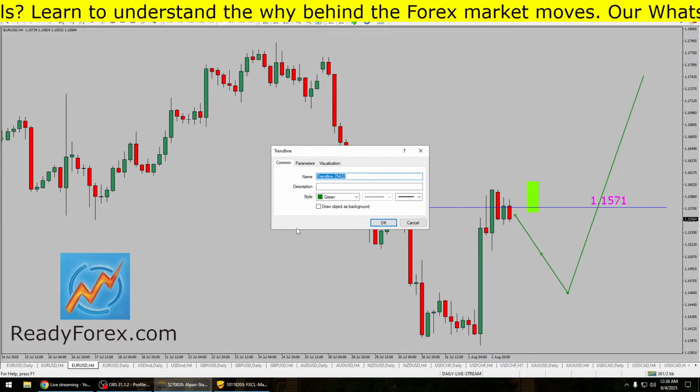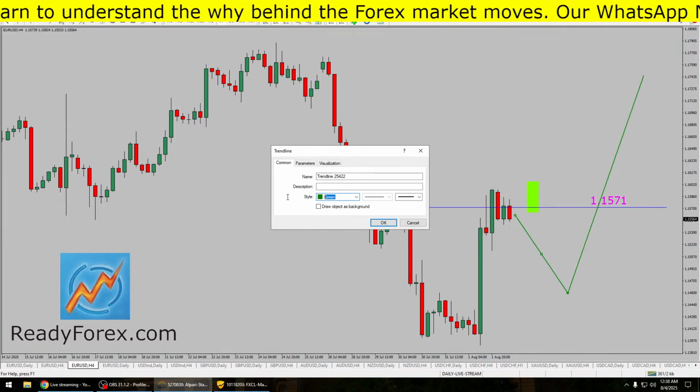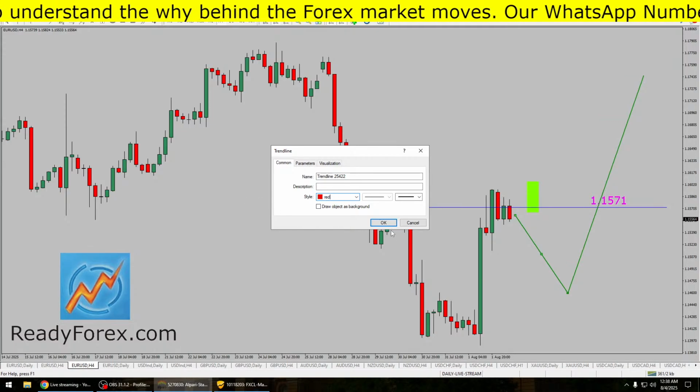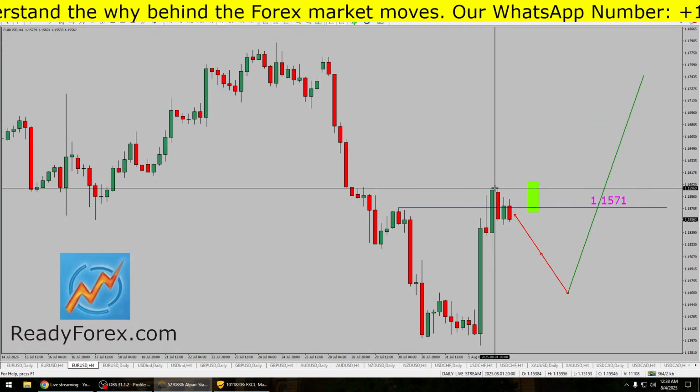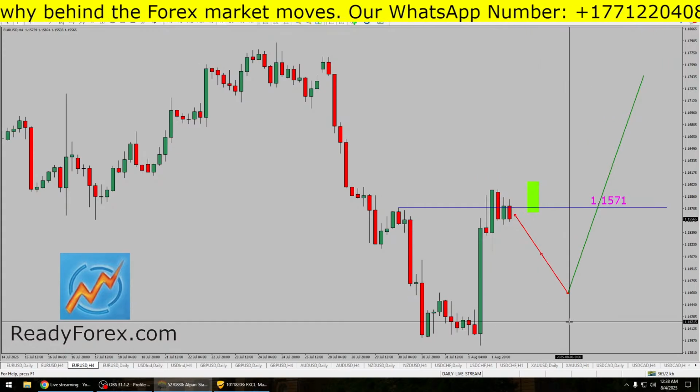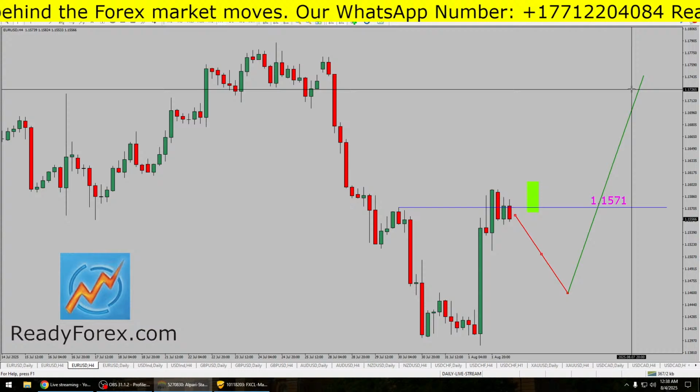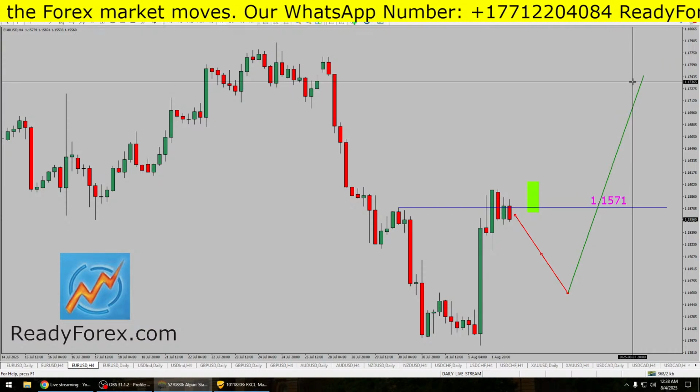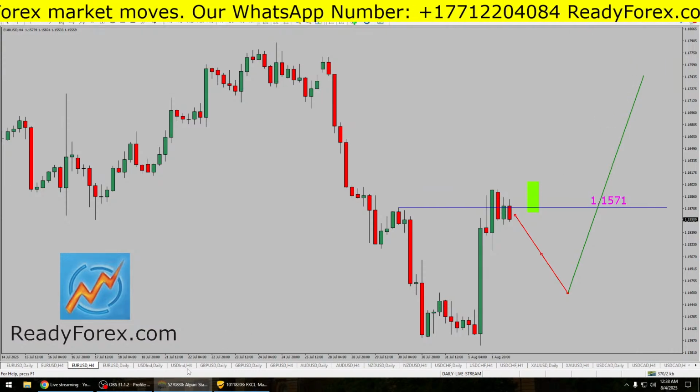So this is the forecast. Now in terms of Elliott wave, this looks like to me an A, wave B bearish, and then a wave C to the upside in euro dollar currency pair.